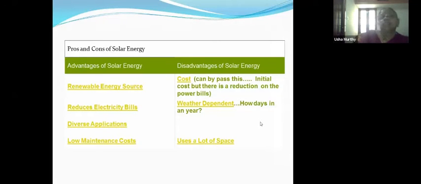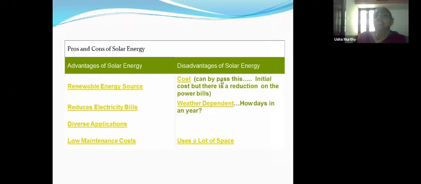Of course, there are advantages and disadvantages. The advantages are that it's a renewable energy source, it definitely reduces electricity bills, there are diverse applications, as we just discussed, and there is low maintenance cost. The maintenance is only that probably once or twice a year we have to clean it up and call the person associated with it to see that the unit is perfectly fit. That's all, actually. Otherwise, it's all advantages.